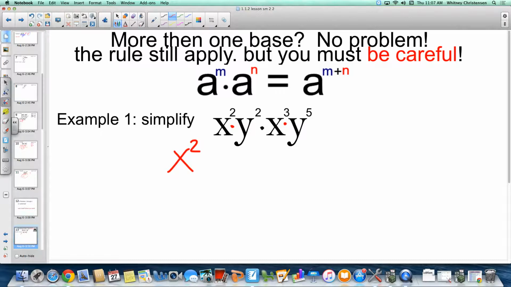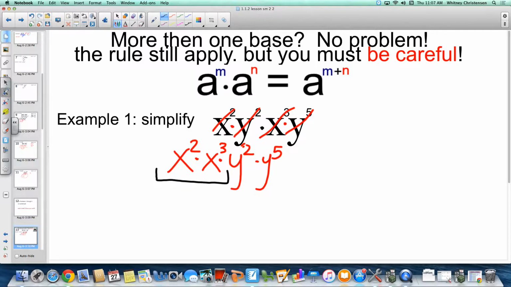I'm reordering it, and I'm going to cross it out as I go so I don't leave anything behind. And then I have x cubed. And then I have a y squared. I'm just reordering this in a different order. And then I have times y to the fifth. Now, when you multiply the same base, you add the exponents. So let's go ahead and focus on the same bases. So we have x squared times x to the third. When you multiply the same base, you add the exponents. So we get x to the fifth.